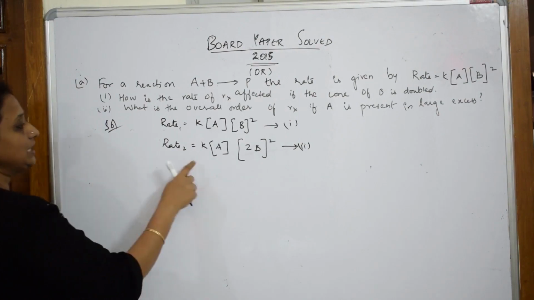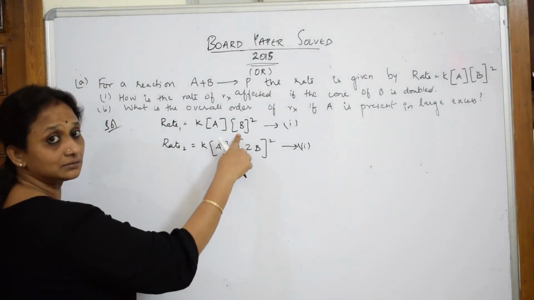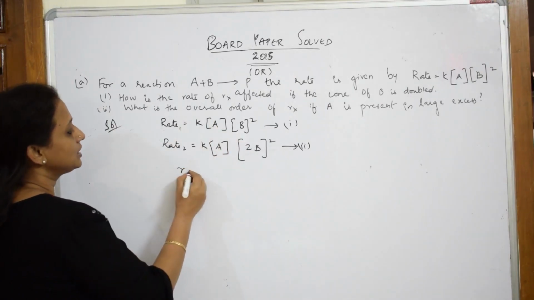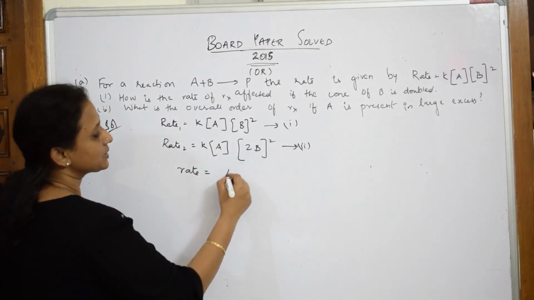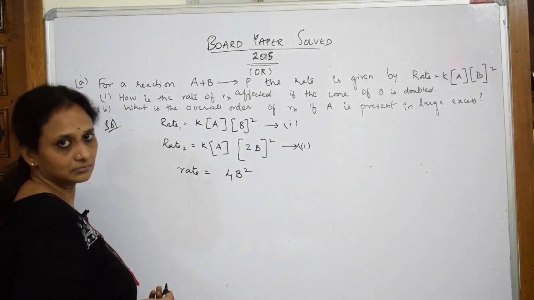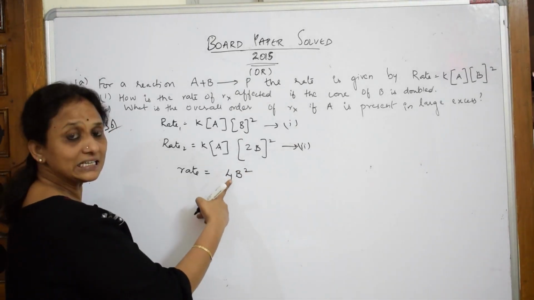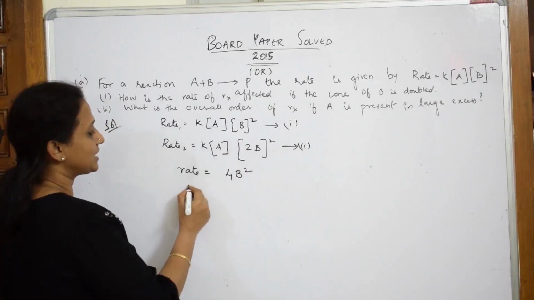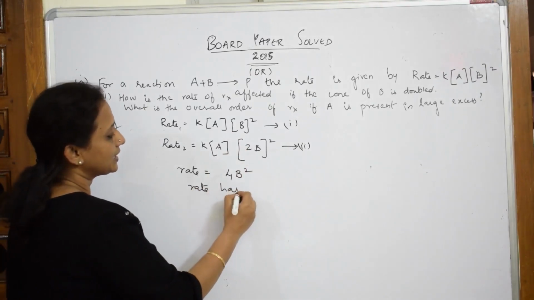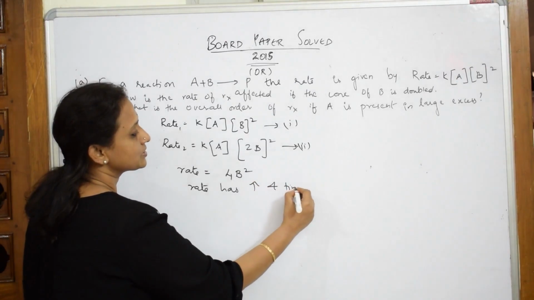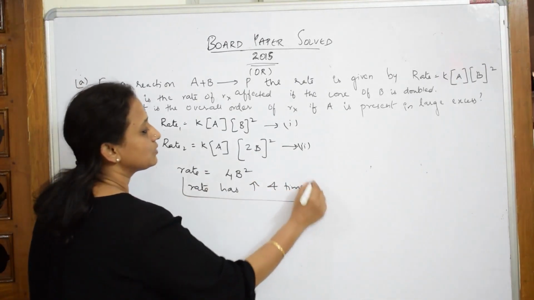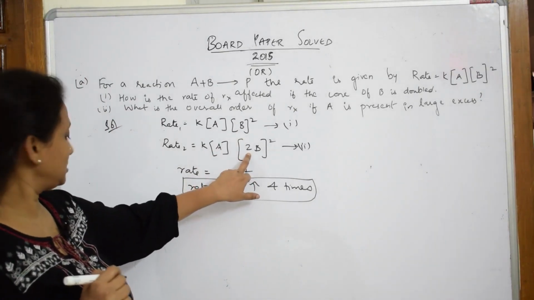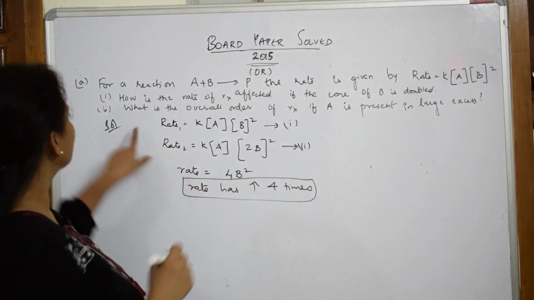Right. So initially, how much was the rate? It was only 1, right? Here it has become double. So what happened to the rate now? Rate has increased. It has become 4B square. So how many times did it increase? Compared to this, it has increased 4 times. That's it. This is what the examiner wants you to write. Simple. This is doubled, so 2 square is 4. Done. So I've done the first one.